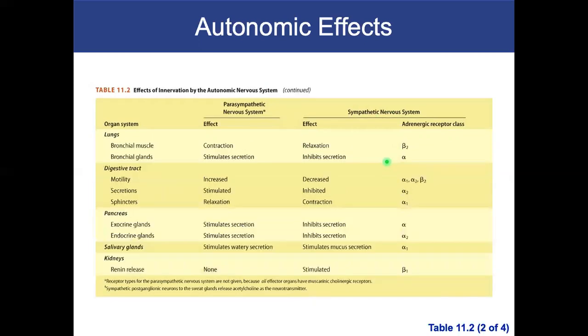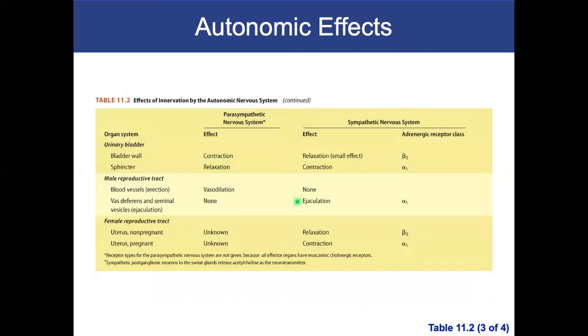Let's see digestive tract. So digestive tract, if you take a look at this one, the parasympathetic nervous system is going to get it excited. So it's going to increase motility, it's going to increase secretion, and it's going to relax those sphincters so that food and digested material moves through that digestive tract. Whereas the sympathetic nervous system is going to decrease the motility, inhibit secretions, and contract those sphincters so that they stay shut.